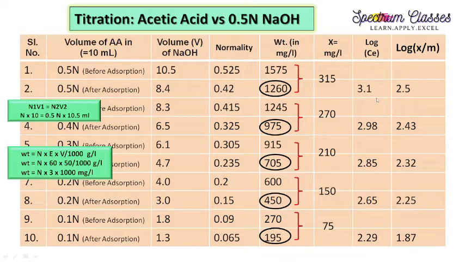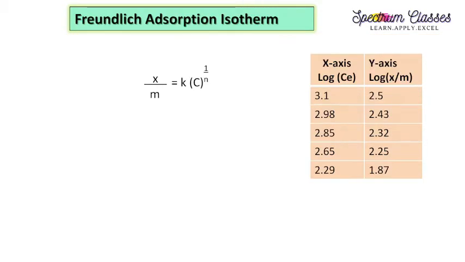Now I am going to explain the Freundlich adsorption isotherm. So here is the formula for the Freundlich adsorption isotherm. So x upon m, x is the amount of acetic acid adsorbed on the activated charcoal. Here m is the mass of the activated charcoal onto which the acetic acid adsorbed. So in our case m is equal to 1. Here is the proportionality constant K and here is the C. C is the equilibrium concentration which I explained in my previous slide, and here 1 upon n. This is the formula for Freundlich adsorption isotherm.